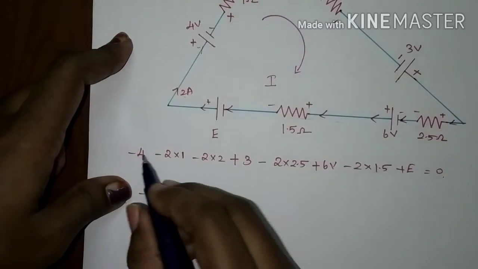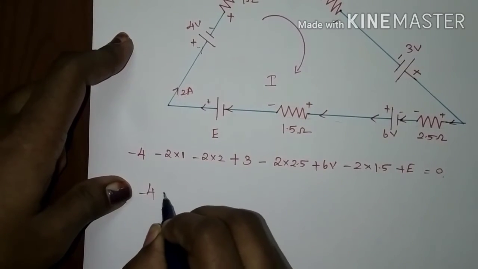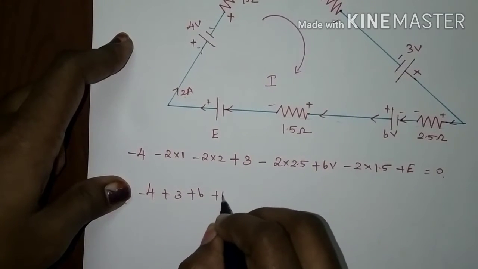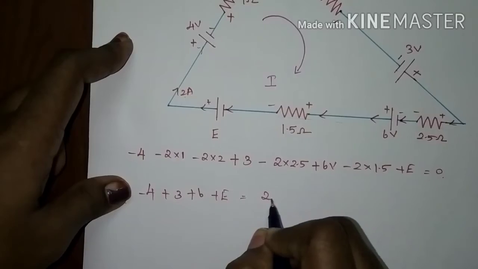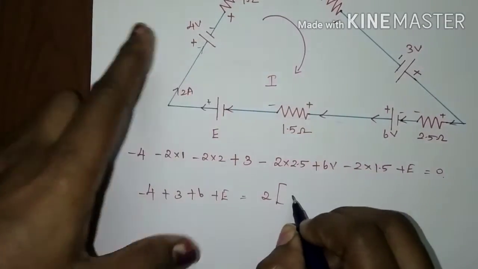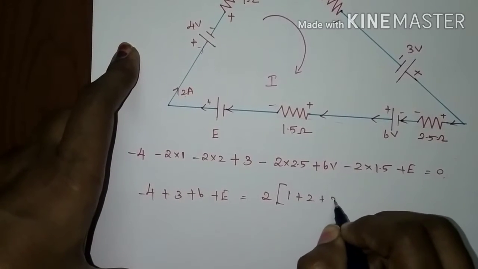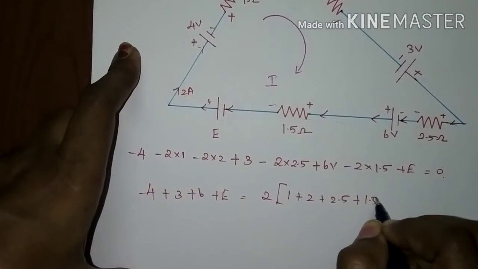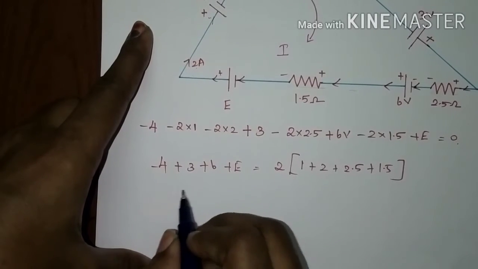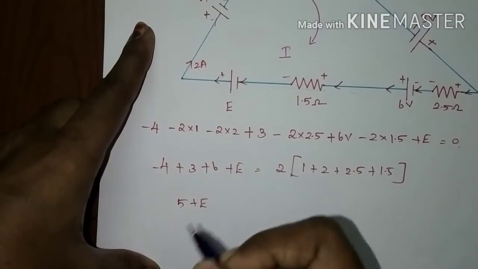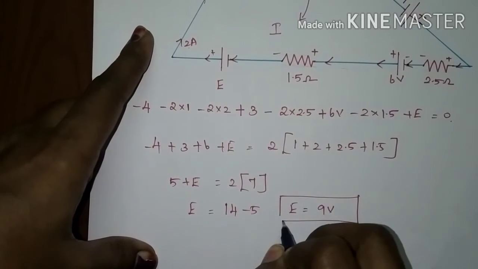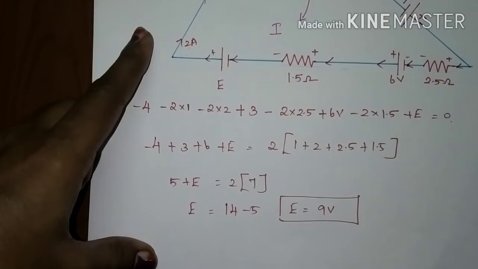On the whole, we can sum up all the sources on the left hand side. 4 plus 3 plus 6 plus E is equal to, the current is common here, so you can take the common current out and add all the resistances, 1 plus 2 plus 2.5 plus 1.5. We can do it like this also. So we'll get the value as 5 plus E. The value of E is 9 volt.